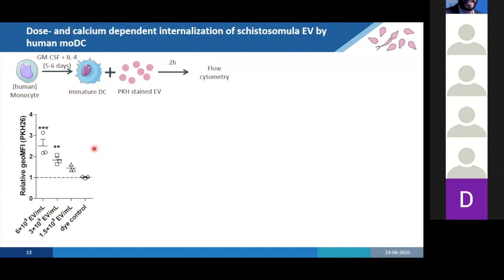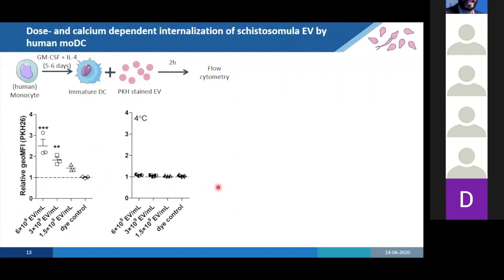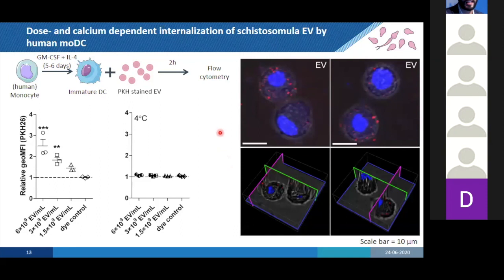We also did this experiment at 4 degrees, and interestingly, we almost did not see any positive cells in this condition, suggesting that the cells were actively either binding or taking up, probably internalizing, the EVs. So we also did confocal microscopy, and that indeed confirmed that these EVs were internalized by the cells.